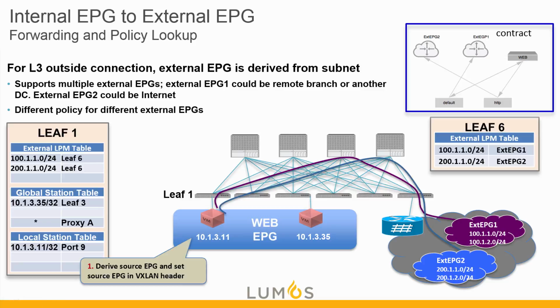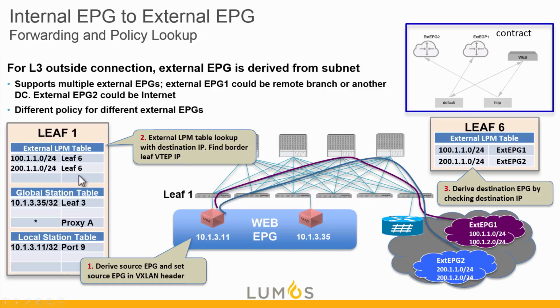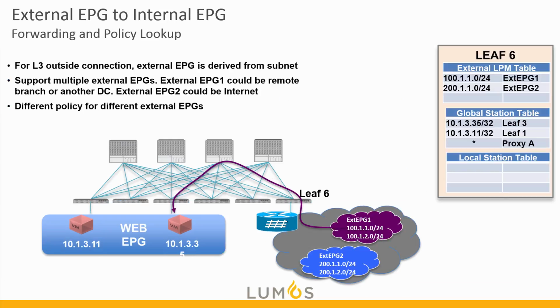So we're going to derive the source EPG and set the source EPG in the VXLAN header, of course. The external LPM table lookup will be done based on the destination IP, and we'll find the border leaf VTEP, so in this case leaf 6 for both prefixes. And then we'll derive the destination EPG by checking the destination IP in the LPM table of the egress VTEP leaf. And we'll apply policy based on the source destination EPG in the configured contract. So let's take a look at external. So that was from inside or internal EPGs to external.